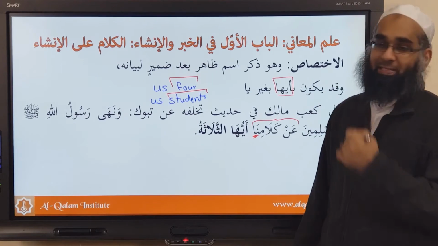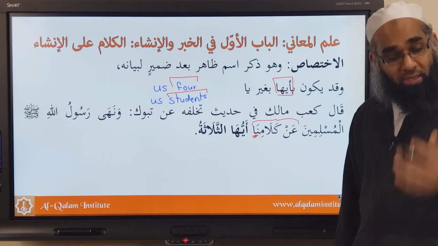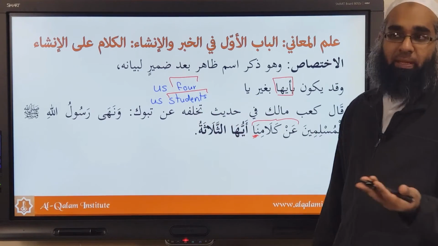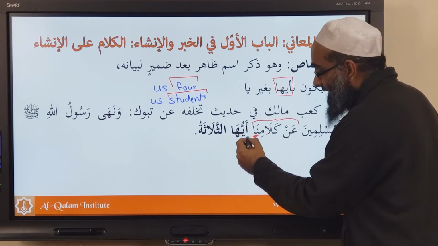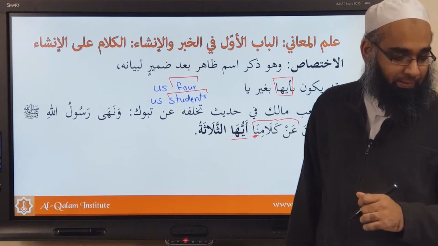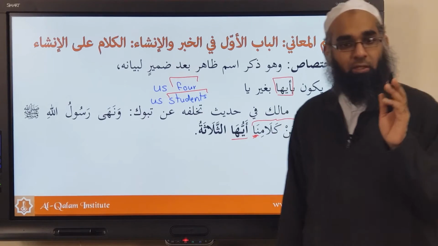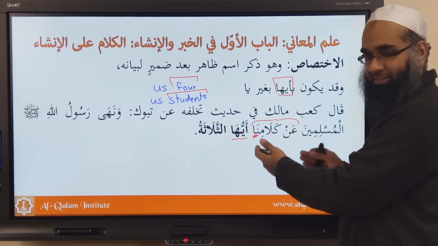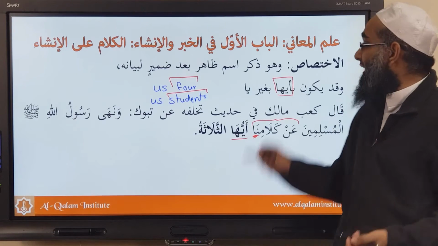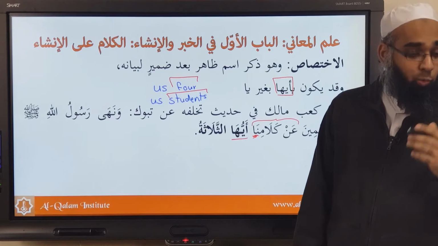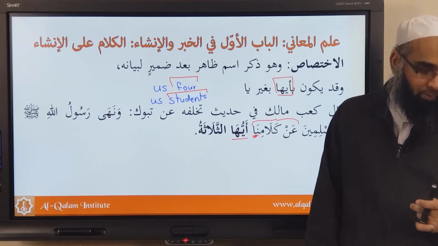So that's why you have this. You understand? So where the pronoun needs clarification, then you can't just bring us four, us students in Arabic. You have to say what? You have to bring the nida. Ayyuha thalatha. So this ayyuha thalatha is not calling out. Nobody's calling. How can you call it? It doesn't make sense. You understand? This is what is called ikhtisas. Specifying who the pronoun is. Do you understand?